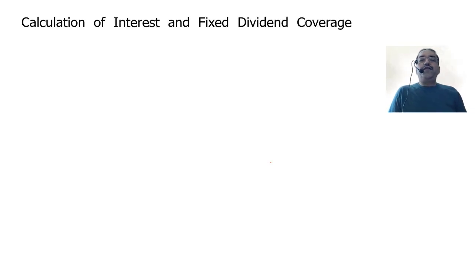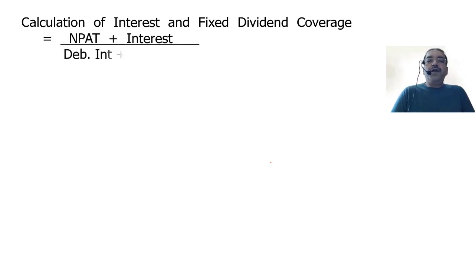So calculation of interest and fixed dividend coverage ratio. Formula. Oh, no, formula is not known. Coverage ratio. Interest coverage. Dividend coverage. What is the profit that covers dividend? NPAT. What is the profit that covers interest? Profit before interest. So NPAT before interest, that will be NPAT plus interest, numerator. What we have to cover? Debenture interest and preference dividend. So formula is NPAT plus interest upon interest plus preference dividend. This interest is nothing but debenture interest. NPAT plus debenture interest upon debenture interest plus preference dividend.